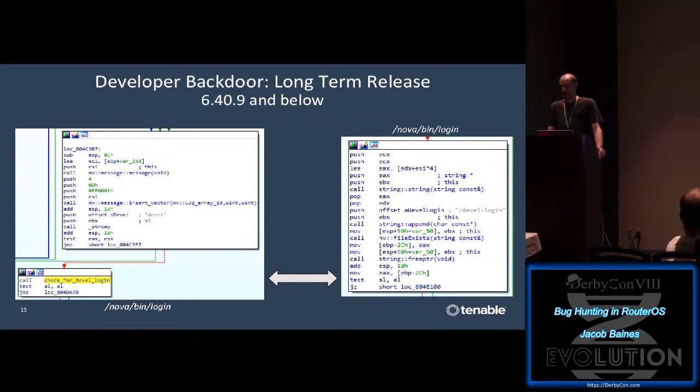In 6.40.9, which is a long-term release, you'll find the pictured code blocks in nova/bin/login. Now, I couldn't fit the full logic in the slides, but the gist is this. Is the login user's name devel? If so, does the file devel-login exist in nova/etc? If so, is the logging in user using the admin password? If so, drop down into a BusyBox shell.